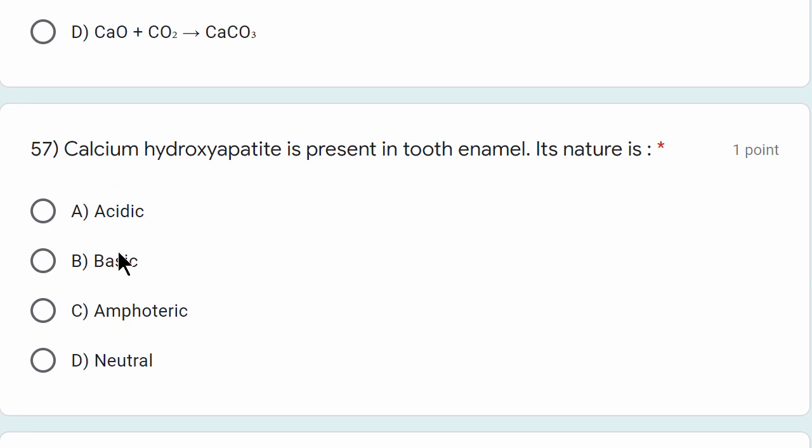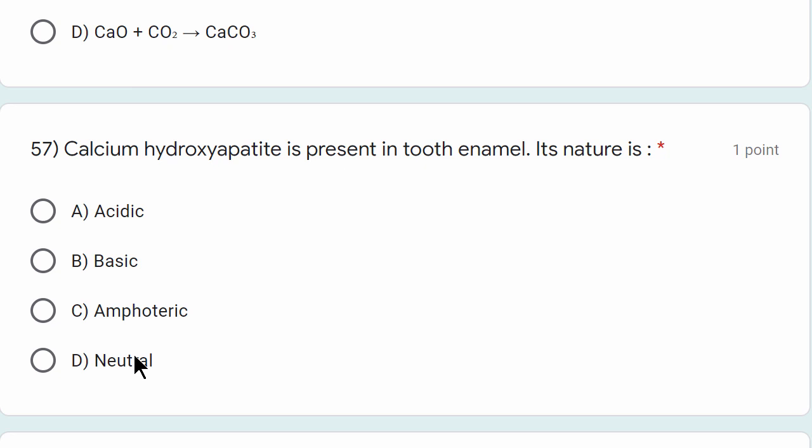Okay, now this is an interesting question. What they're saying is calcium hydroxyapatite. So, this is basically the chemical that is present in tooth enamel. Its nature is given as options: acid, base, amphoteric and neutral.